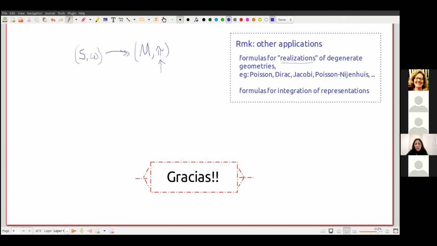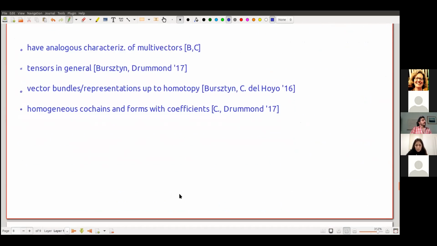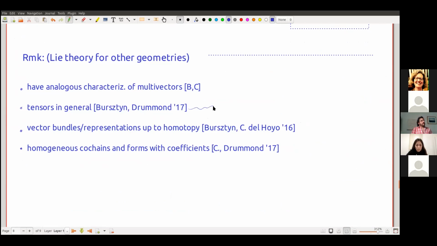So I wanted to ask a question about the complex structures. Can you say anything about that? Yes, actually, I would say that, for example, if you have one of these groupoids, you can wonder about complex structures on them. I think of them as almost complex structures.